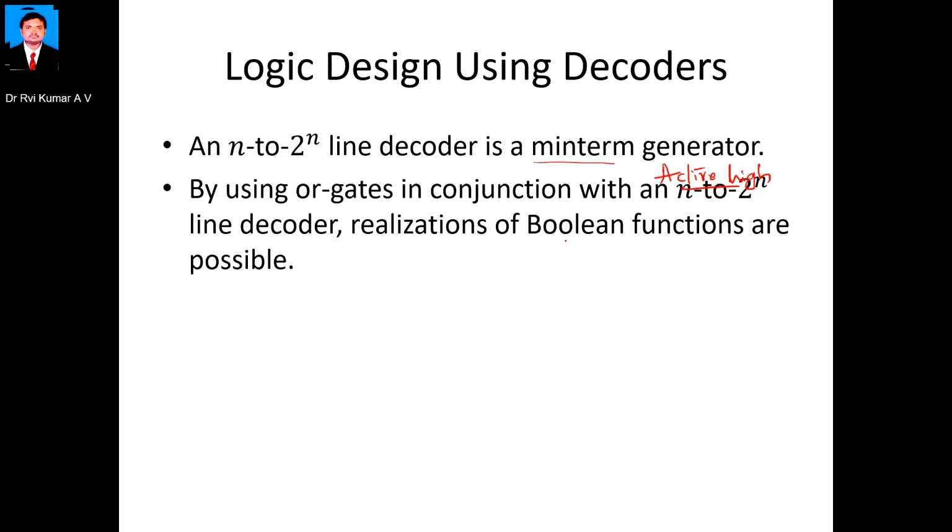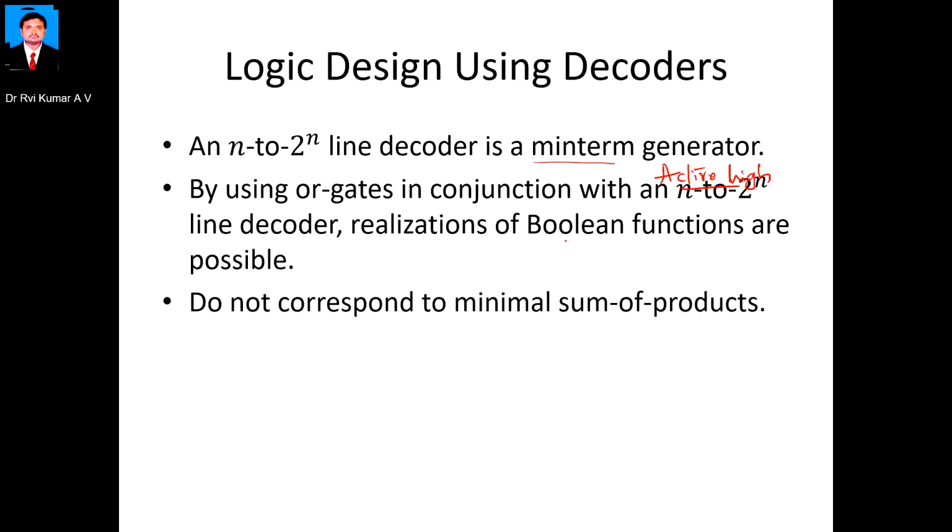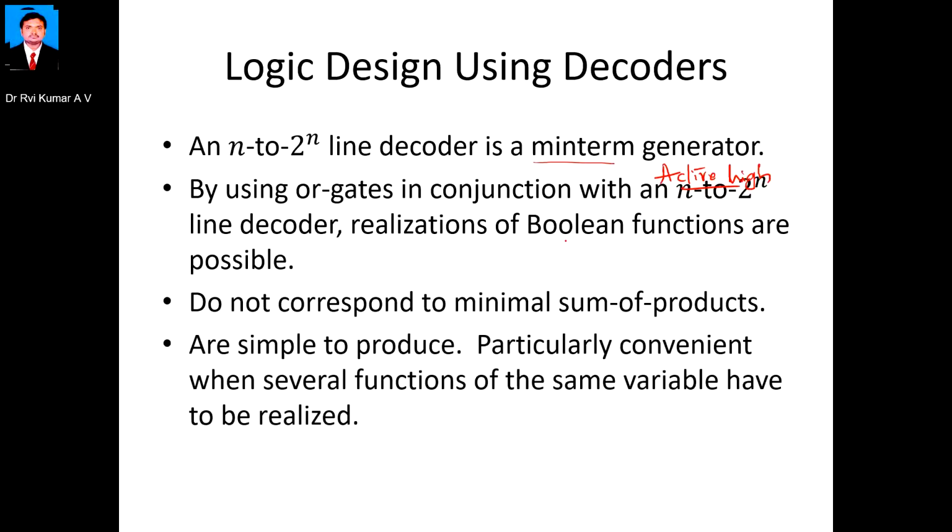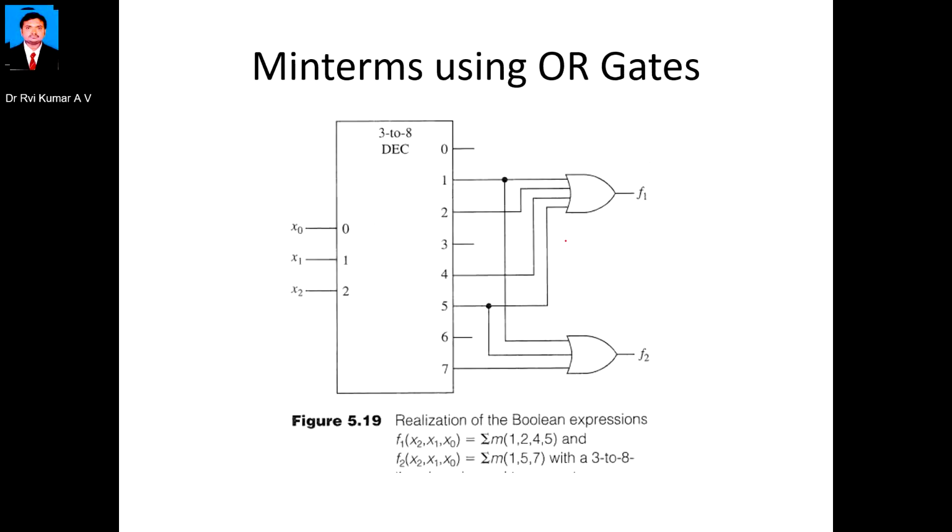Let me see, those that do not correspond to a minimal sum of products are simple to produce, and particularly convenient when several functions of the same variables have to be realized. So I am going to use a 3 to 8 decoder to realize 3-variable functions. Let me have the function of x0, x1, x2, three variables.